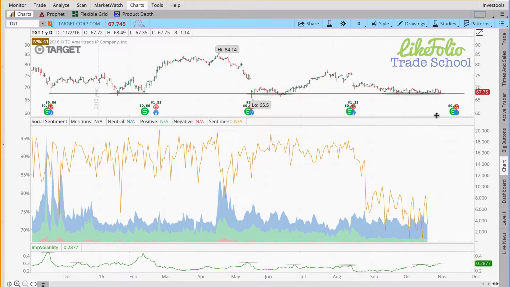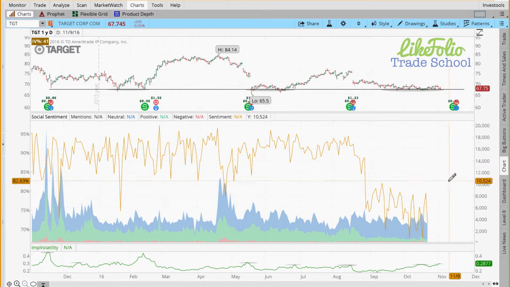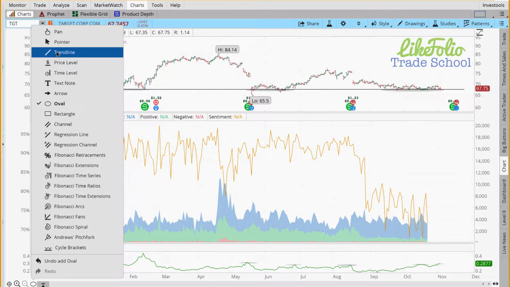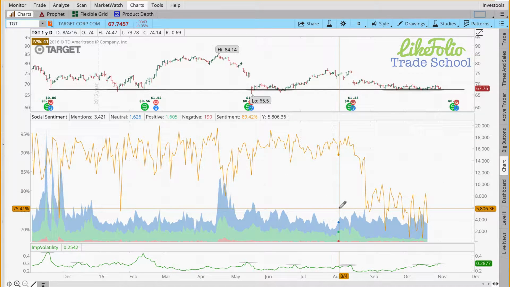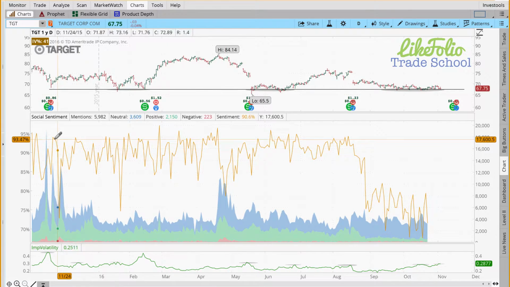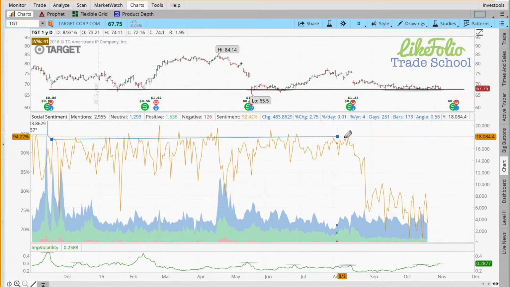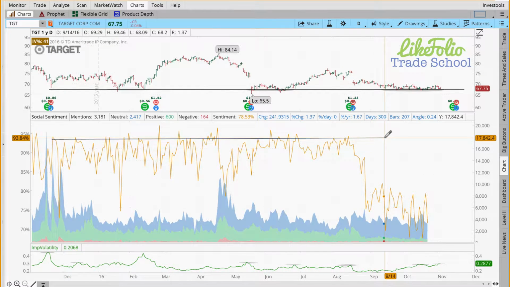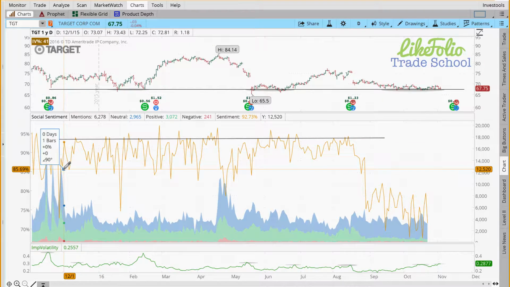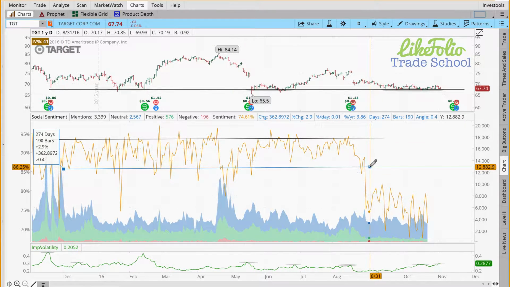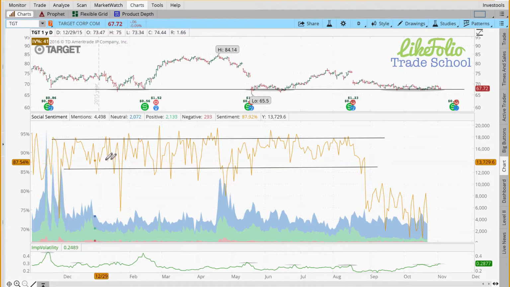Now let's take a look at social sentiment. Does it support a bullish position? Well, when I look at this social sentiment, I don't necessarily see incredibly bullish information. The first thing we're looking at here is the sentiment area, this orange line graph that kind of moves all over the place. But we want to smooth that out.